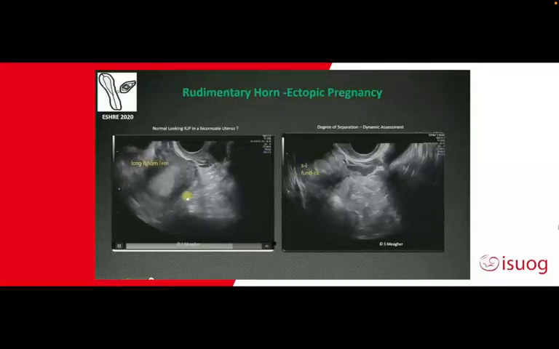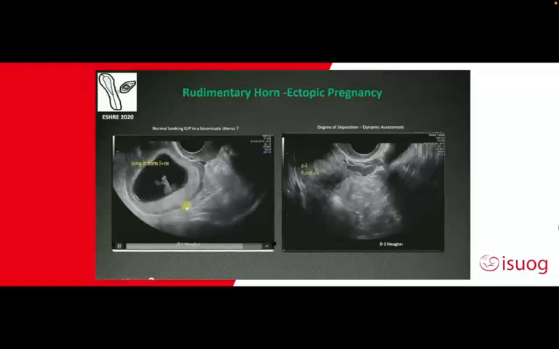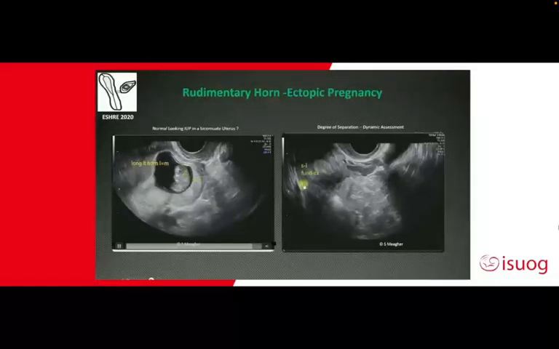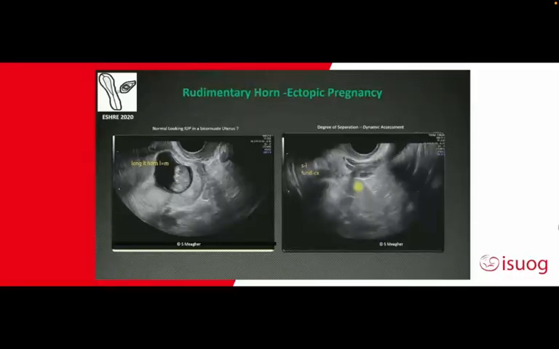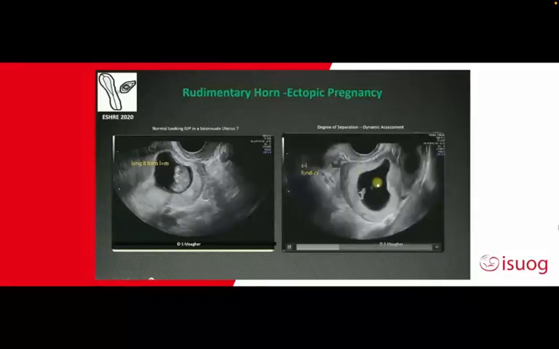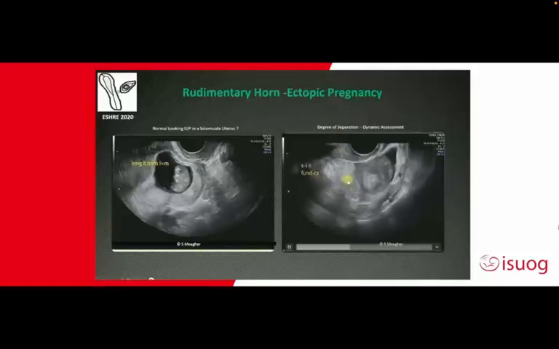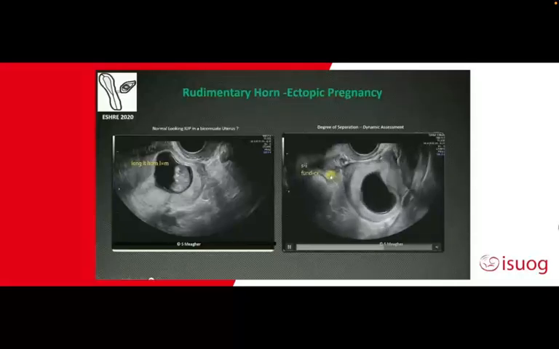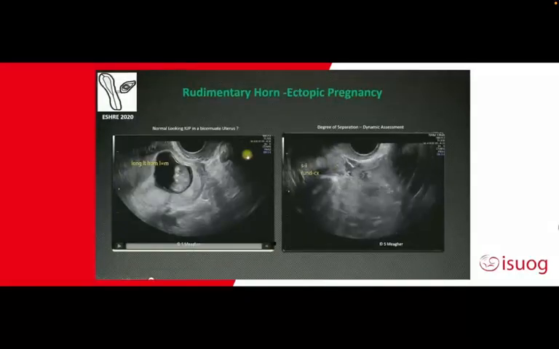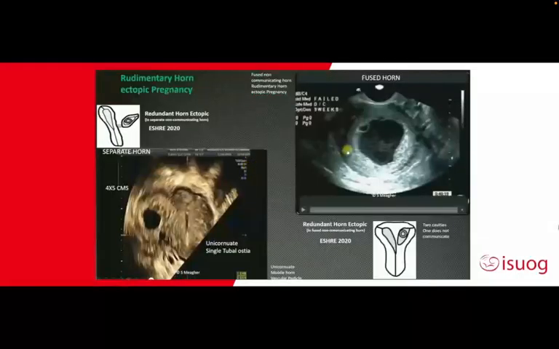extremely challenging. And in a sense, the importance of looking not only on sagittal imaging of a pregnancy, but also screening in the cervix to fundus view, in which you may appreciate that the uterine body is entirely separate from the ectopic pregnancy in the redundant uterine horn. Difficult diagnosis, frequently missed on ultrasound, and complicated with rupture and hemorrhage and bleeding.